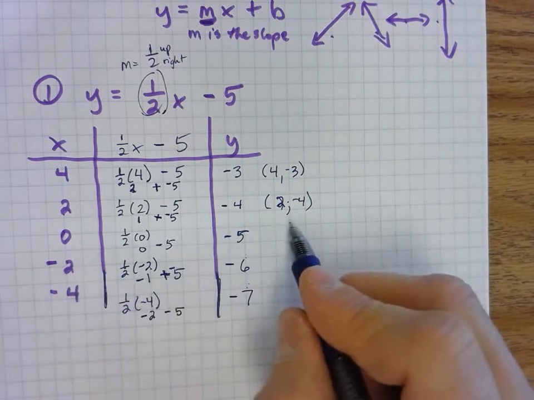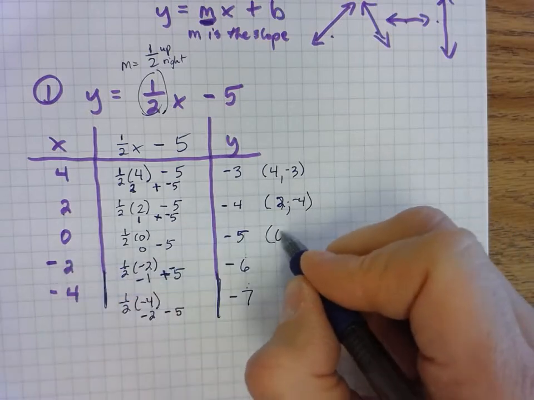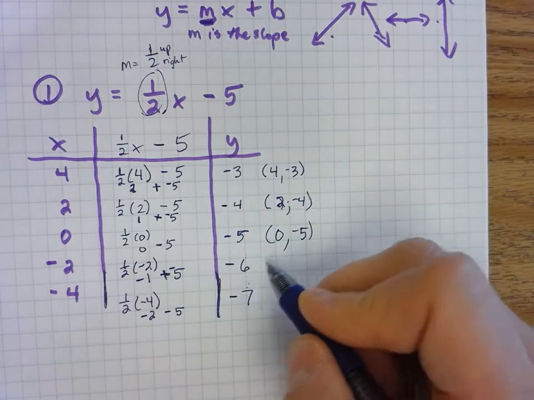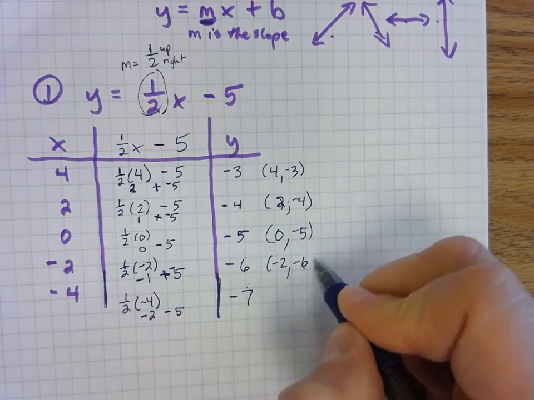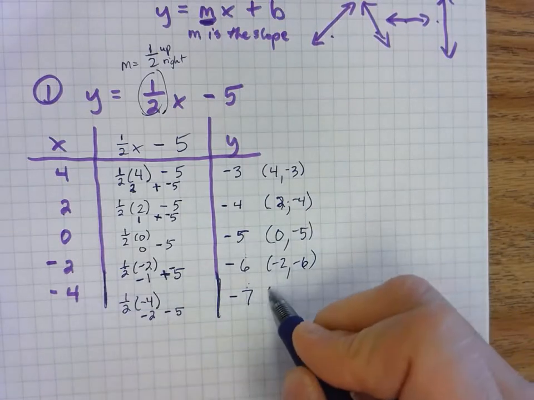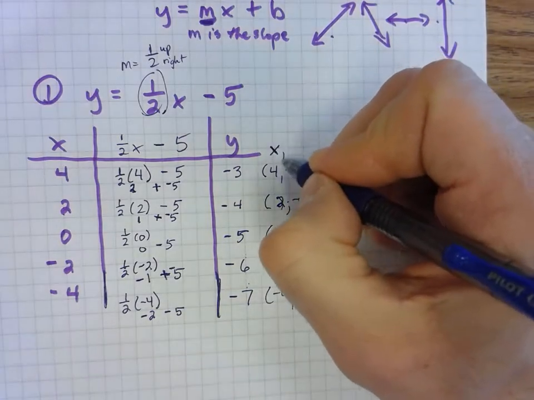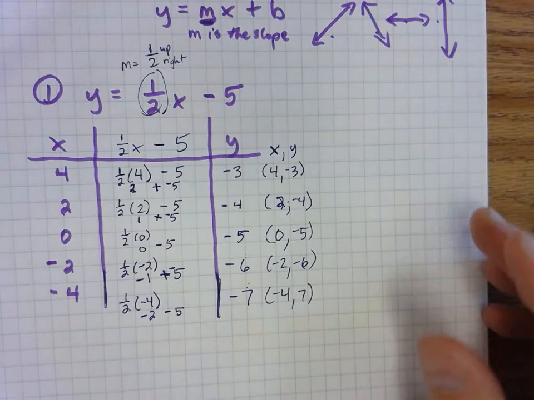So I'm going to write my other ordered pairs over here. So I got 0, negative 5. I got negative 2, negative 6. I got negative 4, negative 7. Again, remember, the x comes before the y in these ordered pairs.